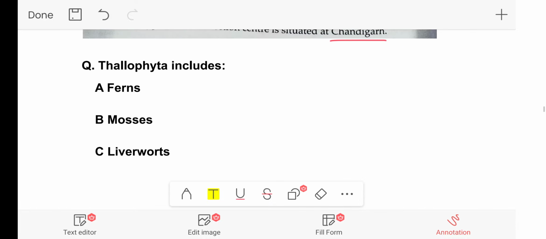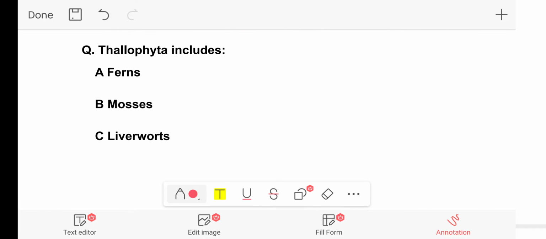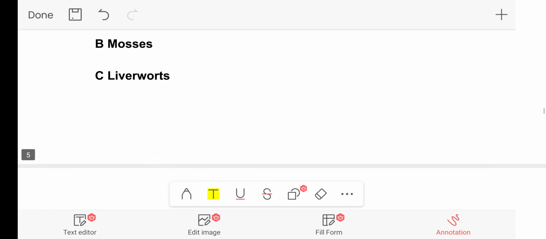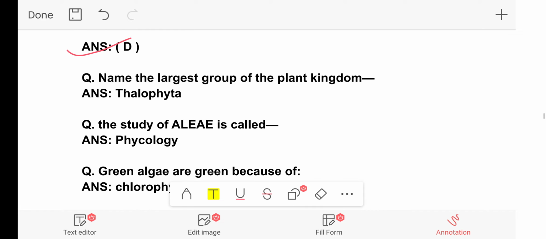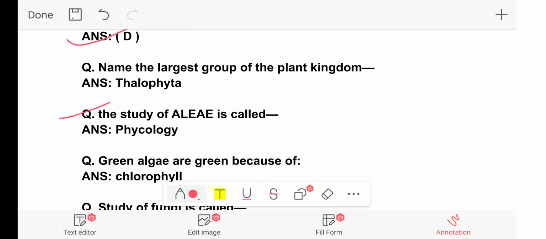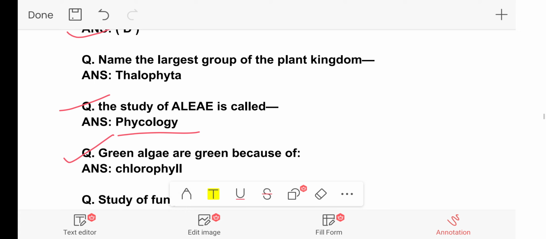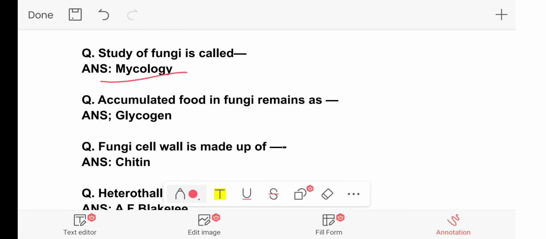First, Thallophyta includes option A ferns, option B mosses, option C liverworts, and option D algae. And the answer is option D, algae. Next, name the largest group of the plant kingdom. Answer, Thallophyta. The study of algae is called phycology. Green algae are green because of, answer, chlorophyll. Study of fungi is called, answer, mycology. Accumulated food in fungi remains as, answer, glycogen. Next, fungi cell wall is made up of, answer, chitin.